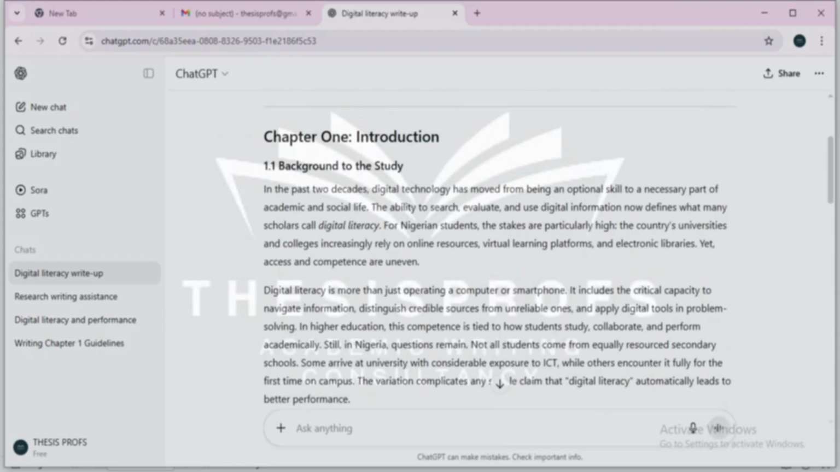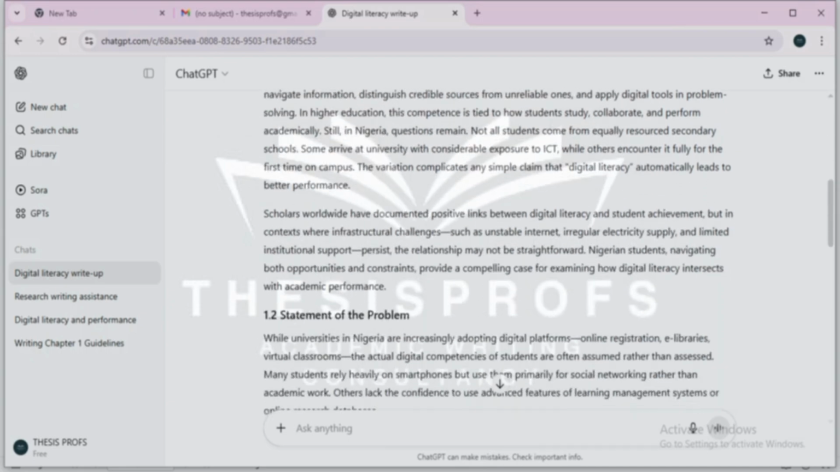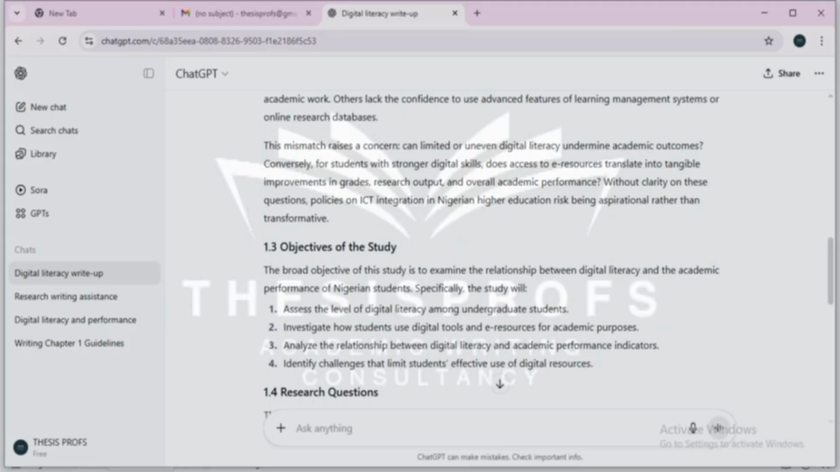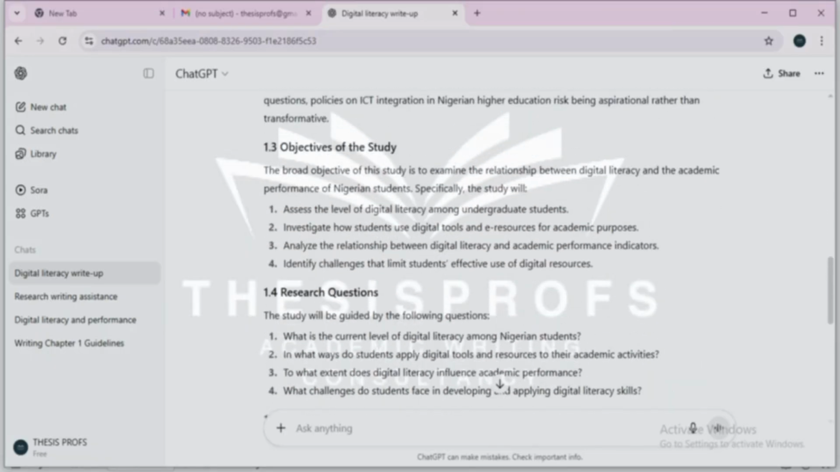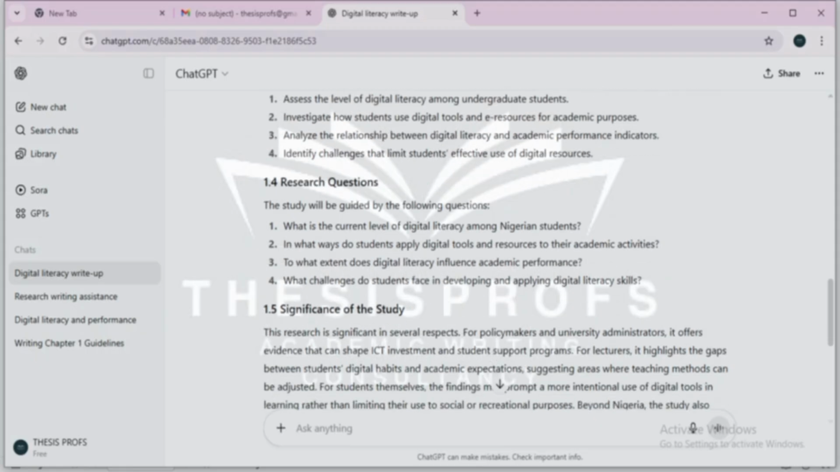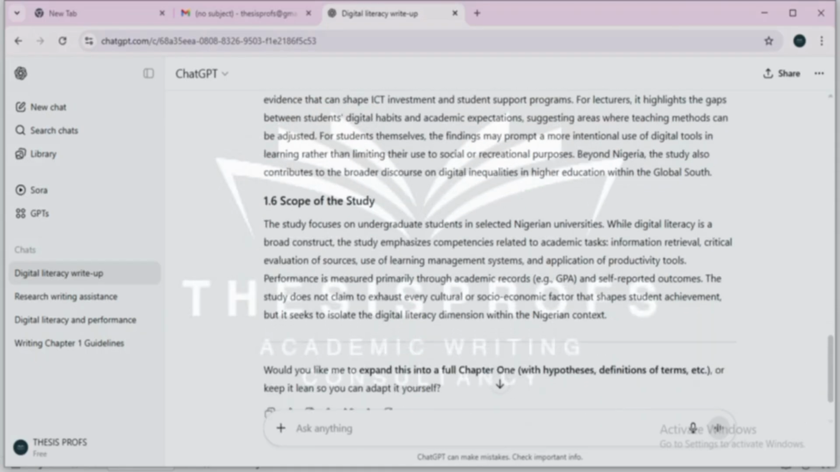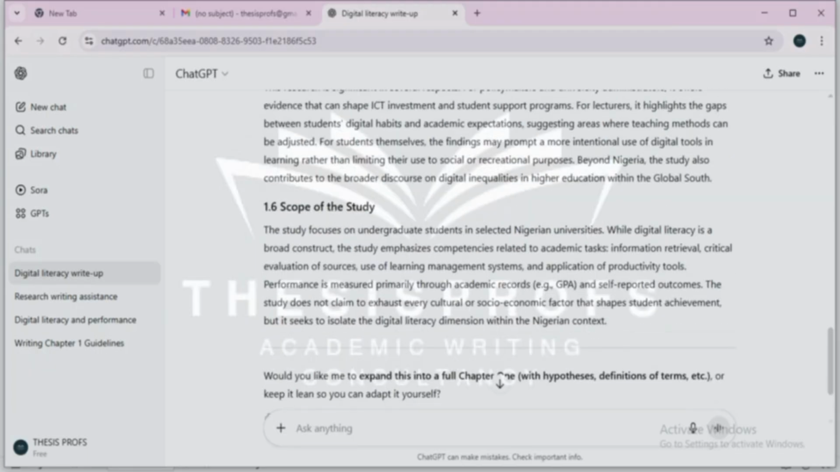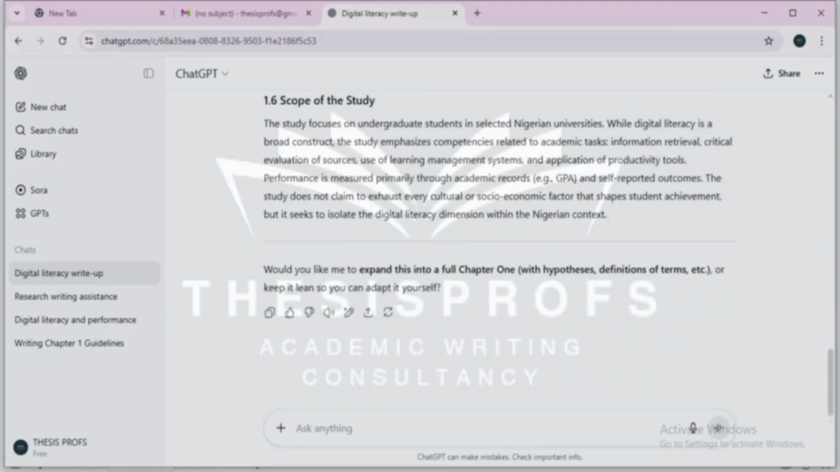It gives you something. Sincerely speaking, like I said, ChatGPT is perfect when it comes to writing. You can see what it has given us. You can see your project. Chapter 1 is set. Look at it. Even gives objectives to the study, research questions, significance of the study, scope of the study. Voila. You have Chapter 1, and then you move on to Chapter 2.